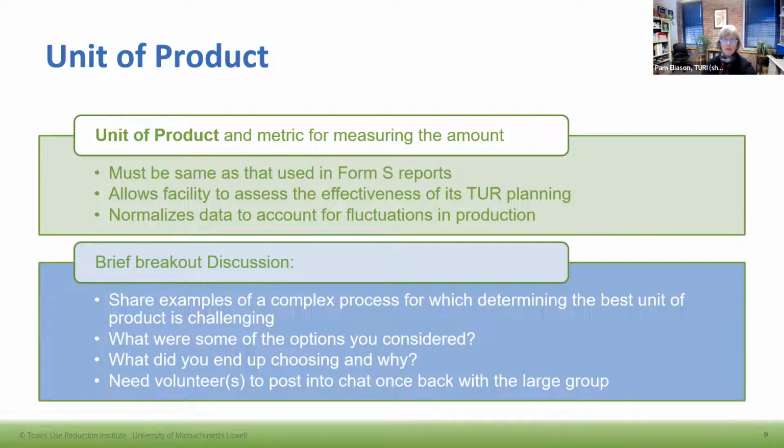And it's important that anybody who is doing toxic use reduction planning is really thinking about that per unit of product level aspect of their work. And it's not always easy. In our class, we talk about a number of different scenarios and what are the best units of product. It can be quite challenging sometimes.